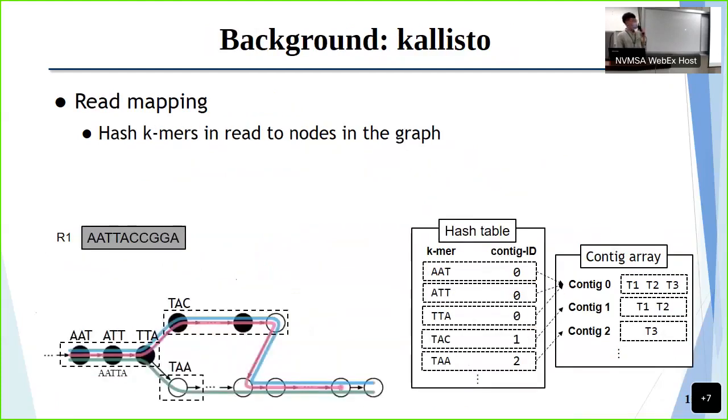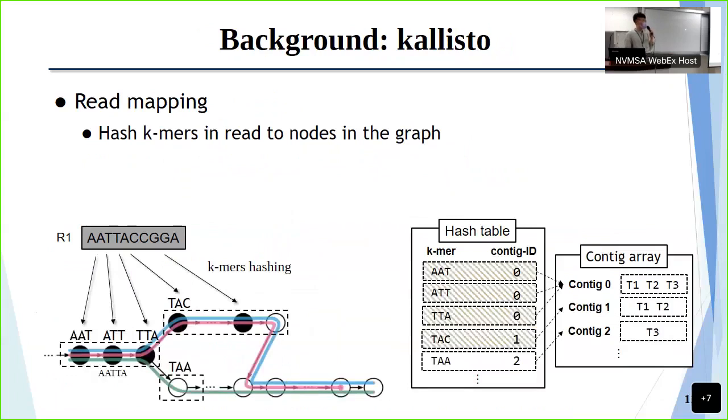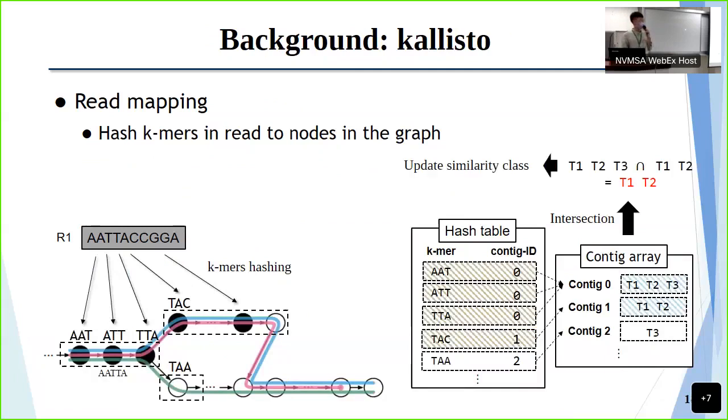The following is an example for an input read. The read will be cut into k-mers and hashed to the labeling graph. And we can note the corresponding contig from each hashed k-mer. And then Kallisto can get the information from the contig array and do the intersection. For example, this read is more similar to T1 and T2. And then finally, Kallisto updates the similarity class.